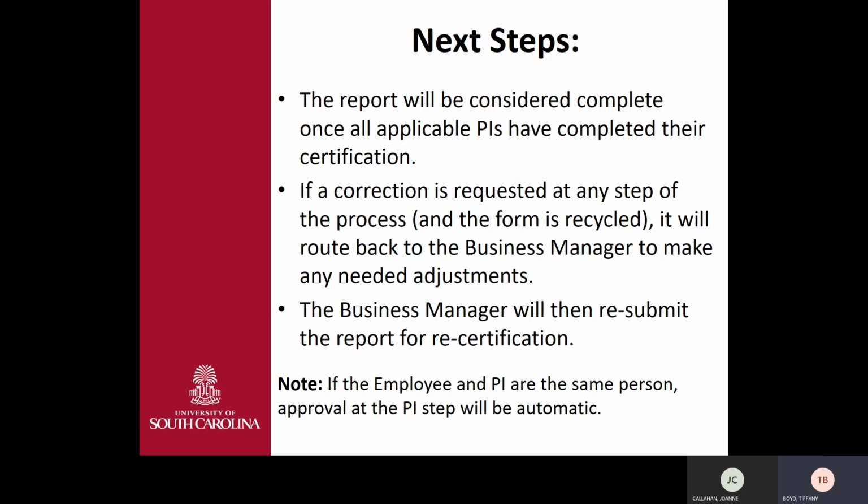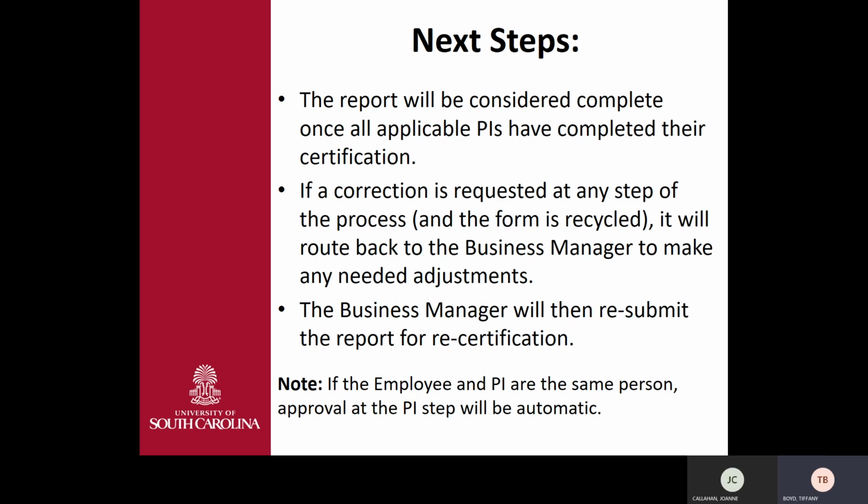And again, if a correction is requested at any step of the process and the form is recycled, it will route back to the business manager to make any needed adjustments. So for example, let's say as the PI, you approved everything because it looked reasonable to you, and then it got to the supervisor and some of that university account information wasn't correct. And so they recycled the form back to the business manager to make some adjustments. Well, at that point, the whole workflow would have to start over. So you might see the form more than once if there is a correction for you to confirm information.